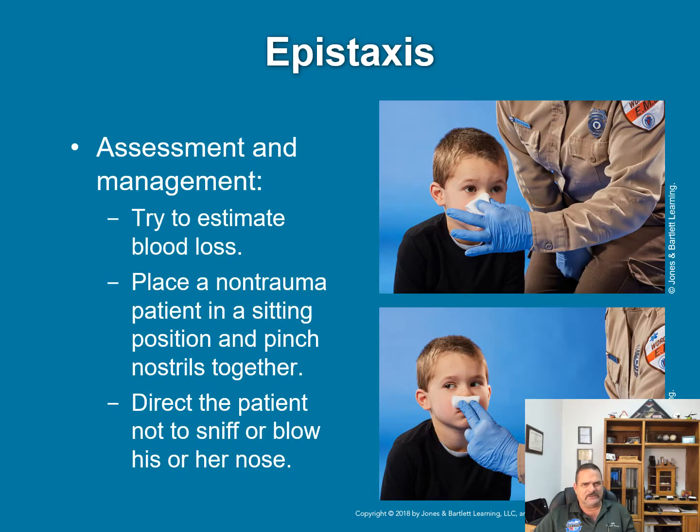Assessment and management, try to eliminate blood loss. Place a non-trauma patient in a sitting position and pinch the nose together, as you see here in this particular diagram or photo. And then you can also direct the patient not to sniff or blow, but you can provide for them to press a rolled gauze 4x4 up under the nose, under the bridge of the nose like that at the maxillary level. We usually tape one in place and it should catch everything and eventually clot.